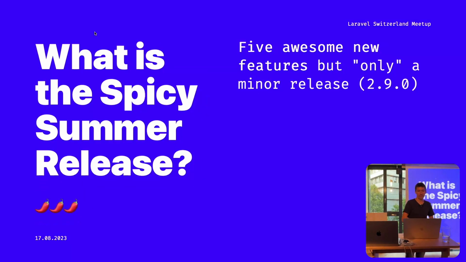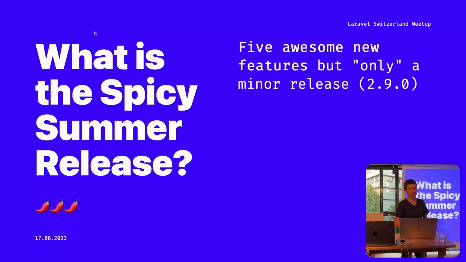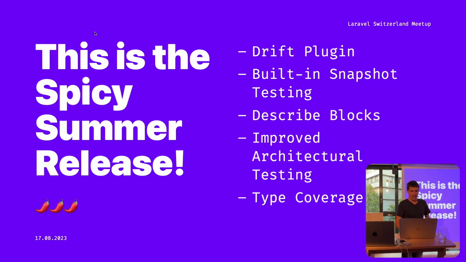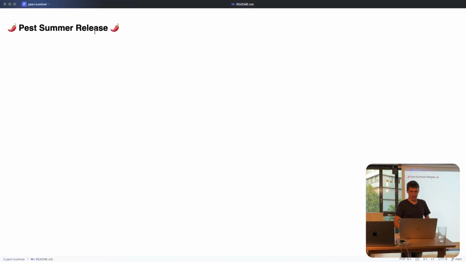This summer release had 5 new awesome features, but it was only a minor release. So if you're already using Pest version 2, you can simply do a composer update and you get all the latest features. It's not a version 3 where you have to be scared of breaking changes. So there are no breaking changes, only new features. Good. Let's jump right into the code.